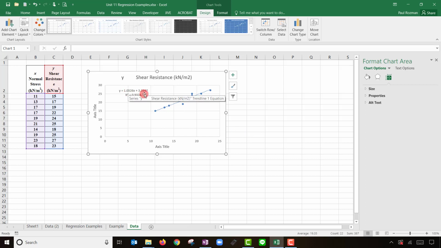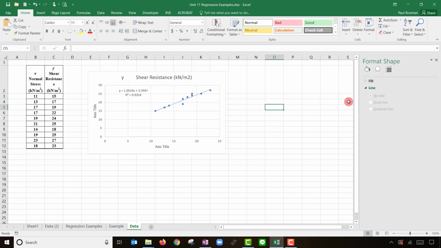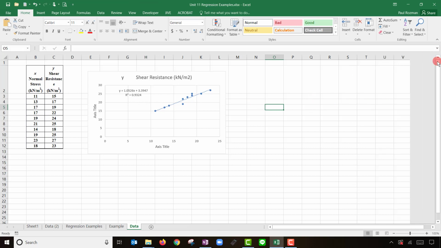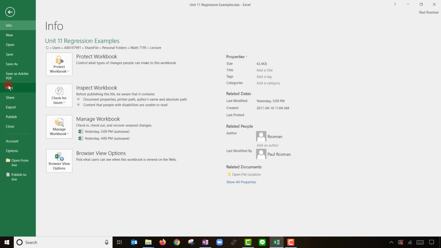We have the slope and the intercept given there. We have our R squared given there. Excel also has another, more extensive package for doing linear regression than just adding a trend line. Back when we were first doing this stuff, we added a statistical package in. I'll remind you how to do that.